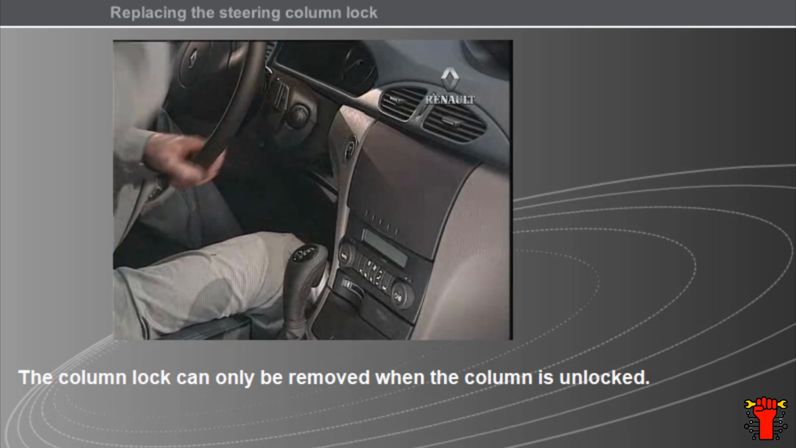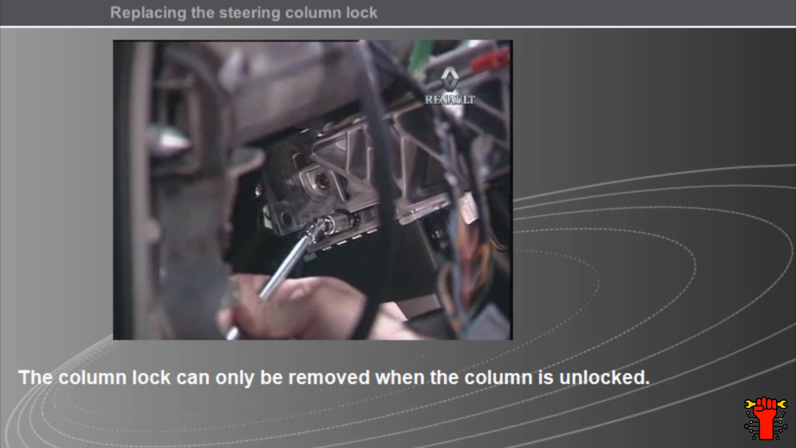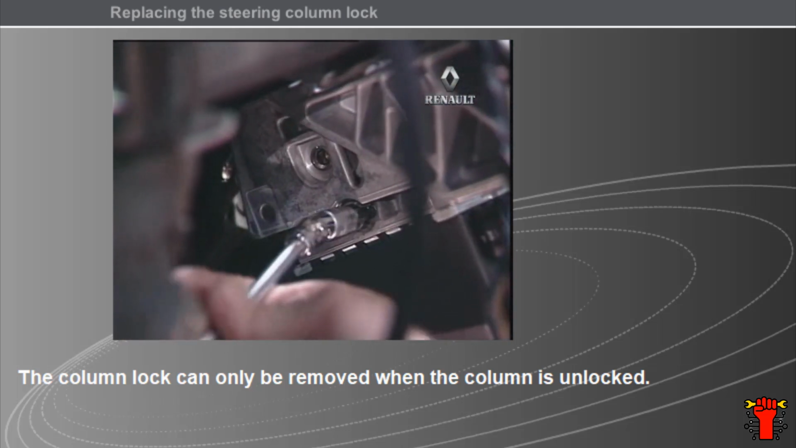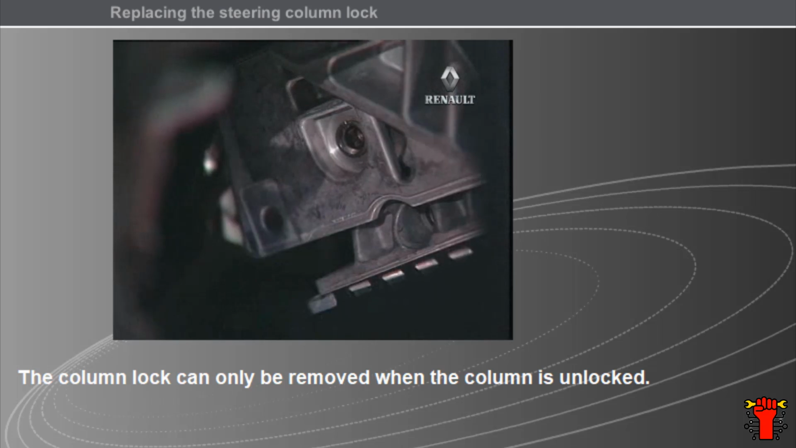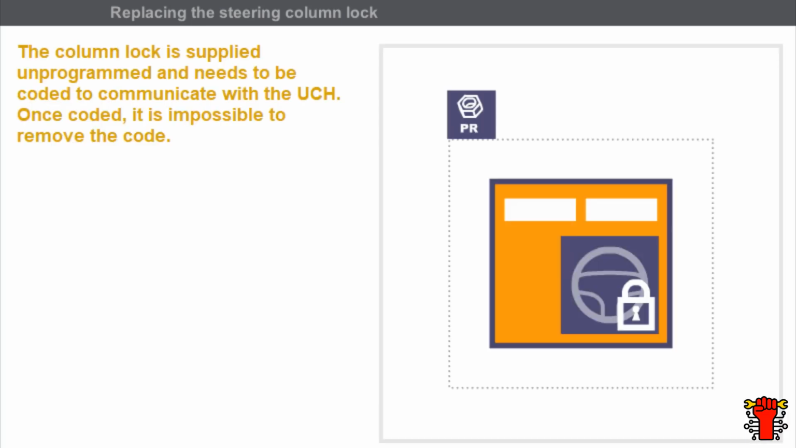The column lock can only be removed when the column is unlocked. The mounting bolt on the column lock has a left-hand thread. The column lock is supplied unprogrammed and needs to be coded to communicate with the UCH.